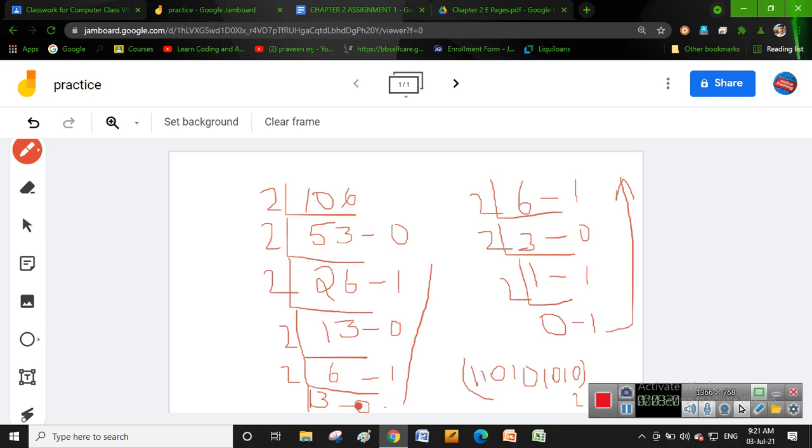Okay, I made a mistake. So this part is not there. This part we came to here. Okay, this part is also not there. The answer is 1101010. Yes, okay, this part will not be there. Okay, 1101010. Okay, clear all of you?